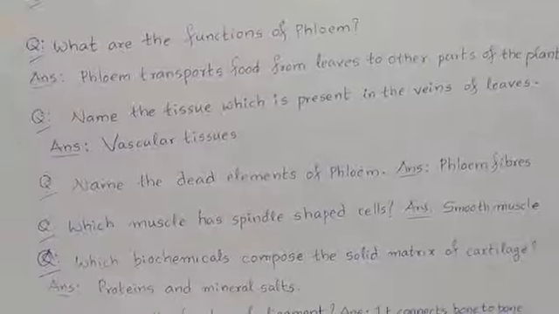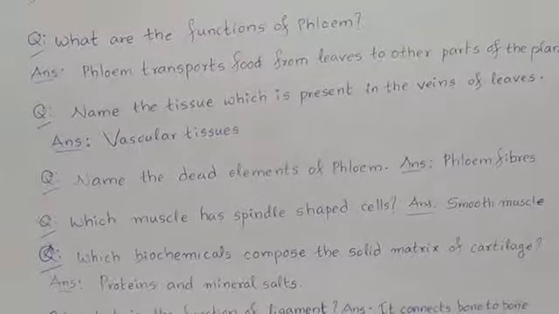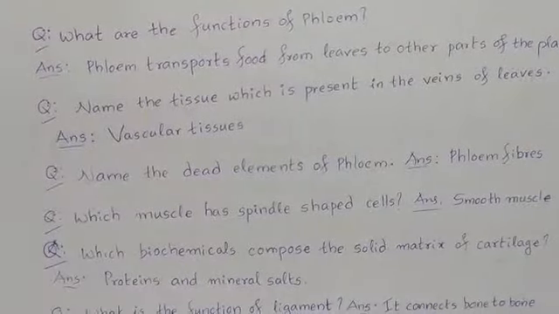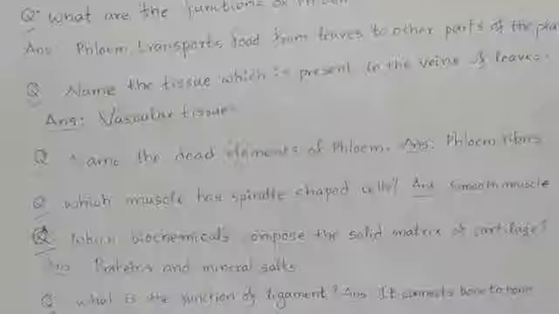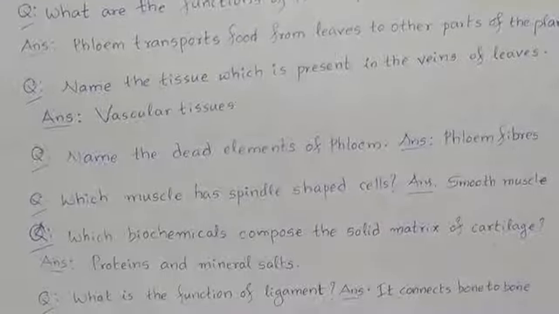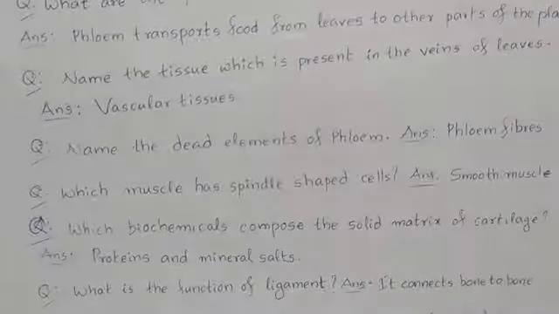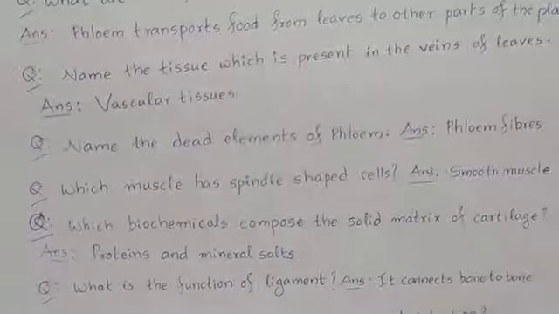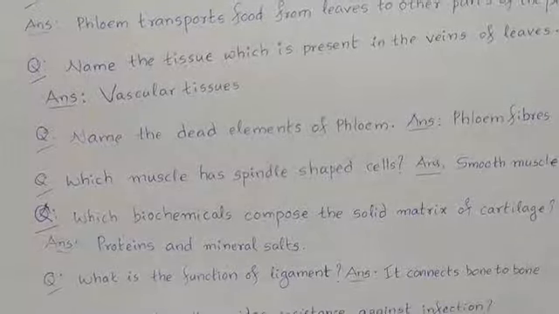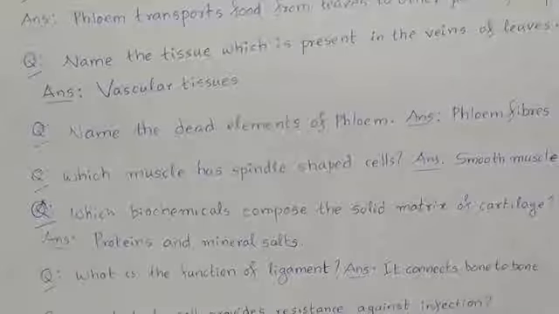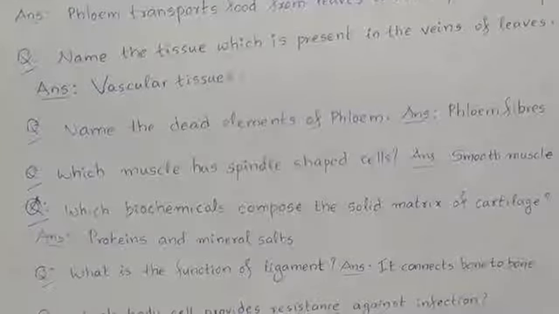What are the functions of phloem? Phloem transports food from leaves to other parts of the plant body. Name the tissue which is present in the veins of leaves. In the veins of leaves, vascular tissues are present. In some books, it is given as sclerenchyma, but not sclerenchyma alone. Sclerenchyma is only a part. Vascular tissues are present.